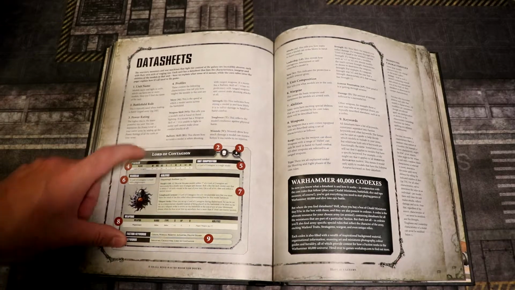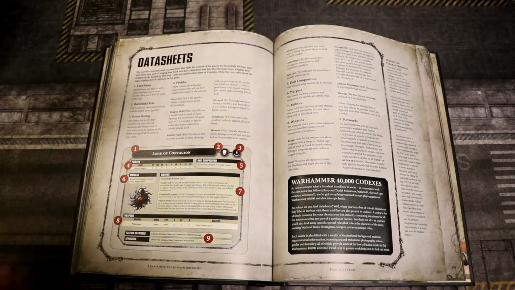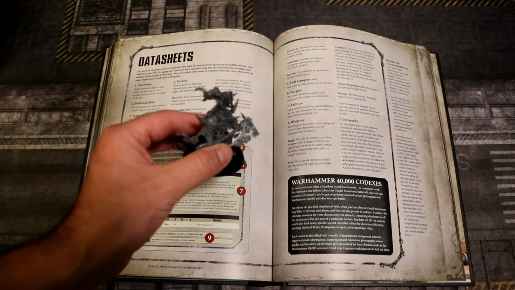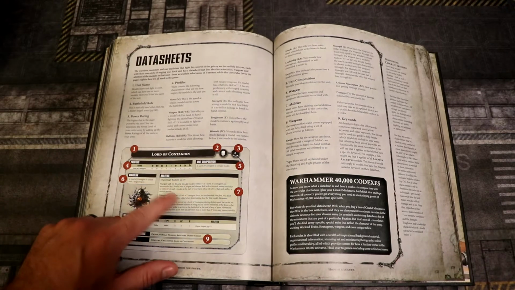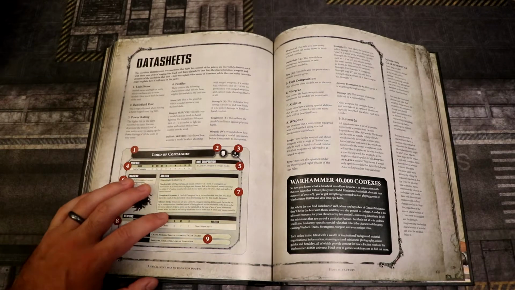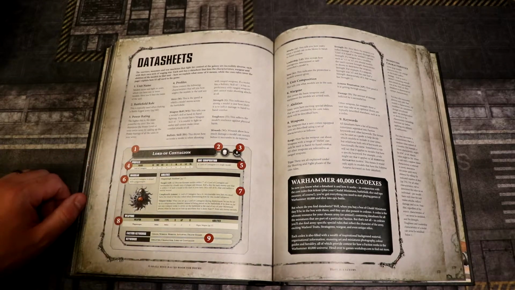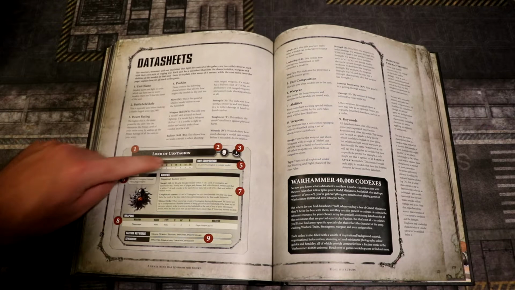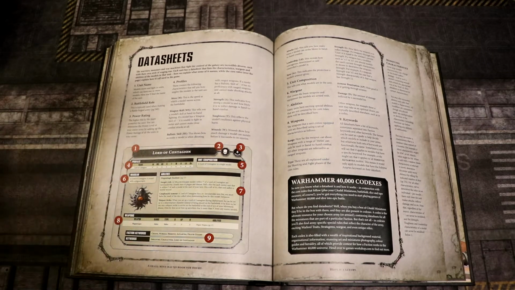So in this case, this is the Lord of Contagion. And here's our Lord of Contagion model. This is his data sheet. So it's explaining all of the different things that make this model unique. So number one here is the unit name. Again, this is the Lord of Contagion.